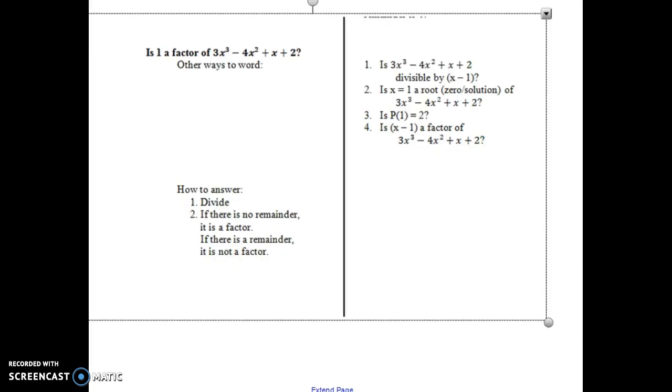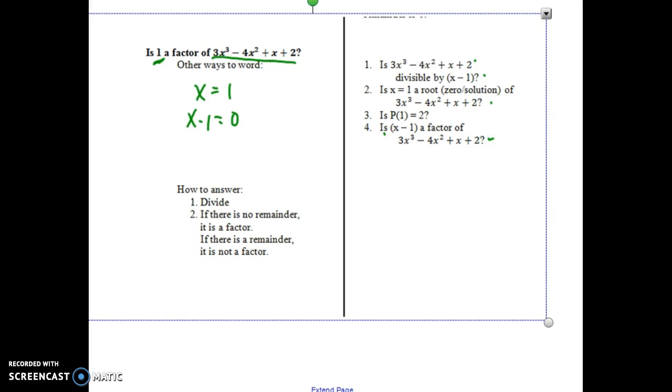Is 1 a factor of this polynomial? Another way to say that, some ways to reword it: is this polynomial divisible by x minus 1, because x minus 1, remember, set x minus 1 equal to 0, so x equals 1. Is x equals 1 a root, a 0, or solution of this polynomial? Is p of 1 equal to 2? In other words, when you stick in 1, does that give you that particular answer? And is x minus 1 a factor of this? Well, how do I answer that question?